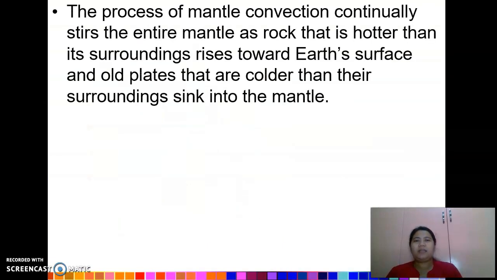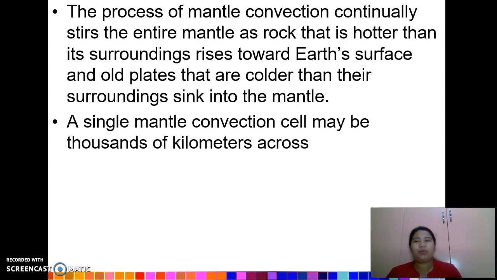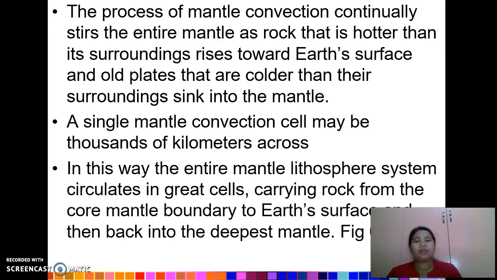The process of mantle convection continually stirs the entire mantle as rock that is hotter than its surroundings rises towards Earth's surface, and old plates that are colder than their surroundings sink into the mantle. Later, I have a figure. A single mantle convection cell may be thousands of kilometers across.